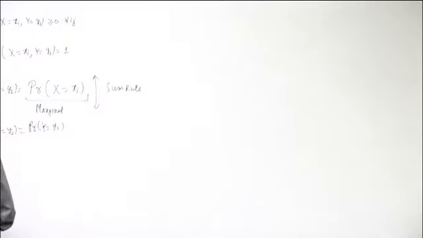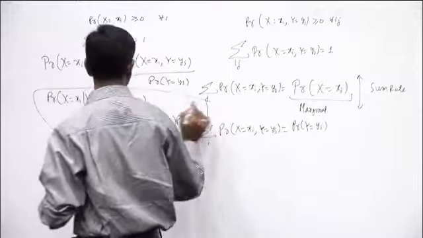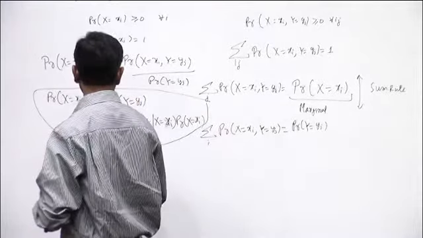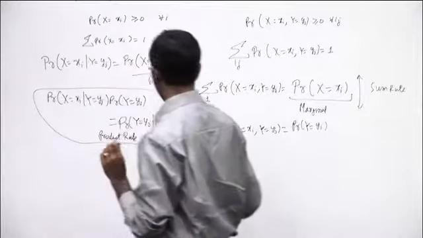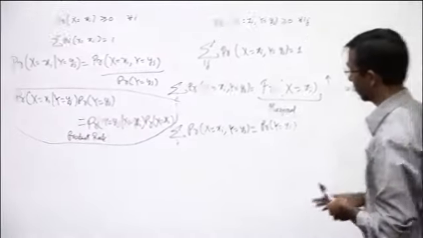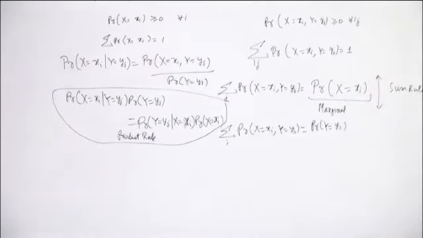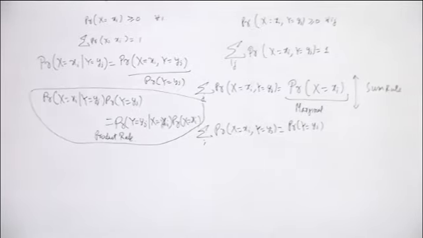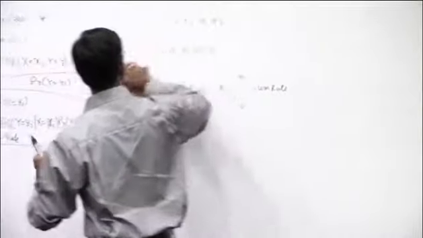This is something called the product rule. And this rule is extremely important for machine learning folks because in some sense this is the foundation of learning, and I'll tell you how.